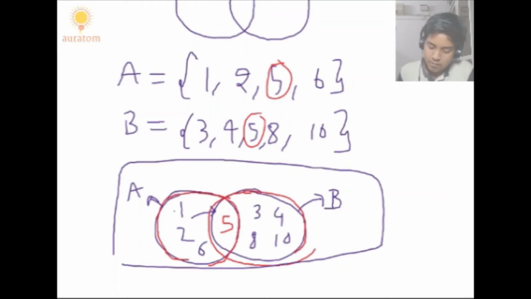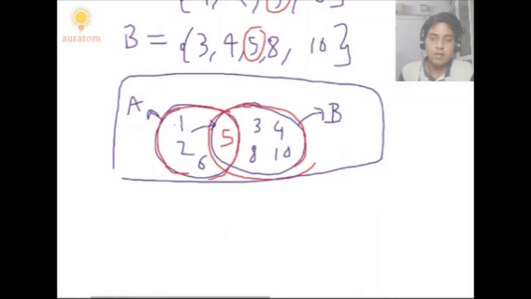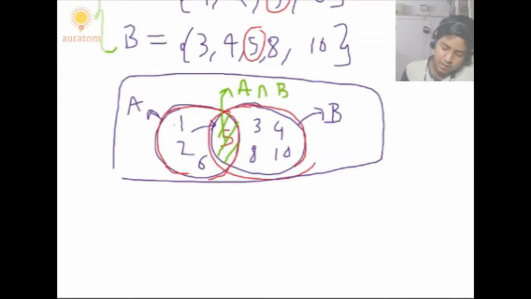So we can define operations with sets, the two main operations, union and intersection, directly with this Venn diagram. The intersection operation, as you can see, is the common element of A and B, right? So what is the common element of A and B? It is 5. So it is shaded, and this part is the intersection of A and B, A intersection B.